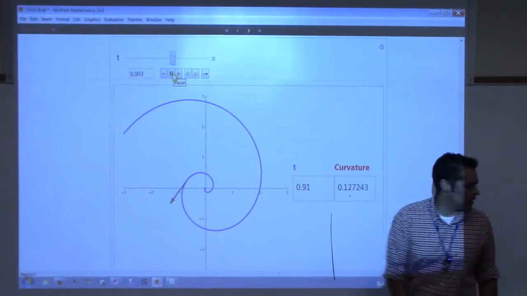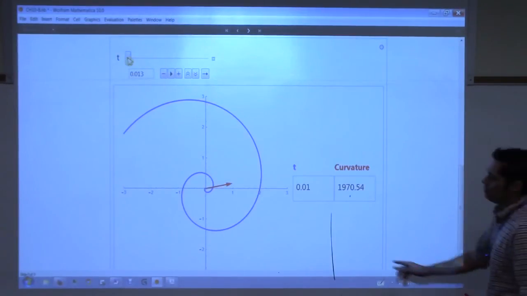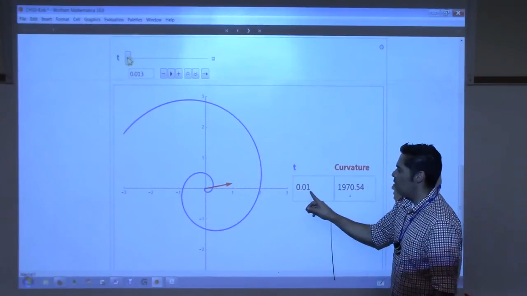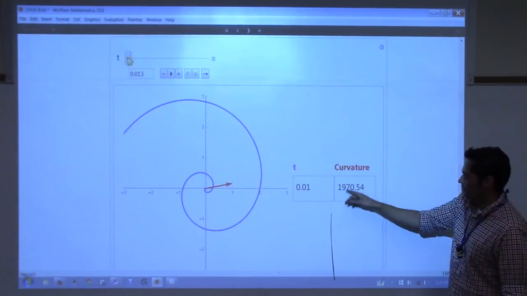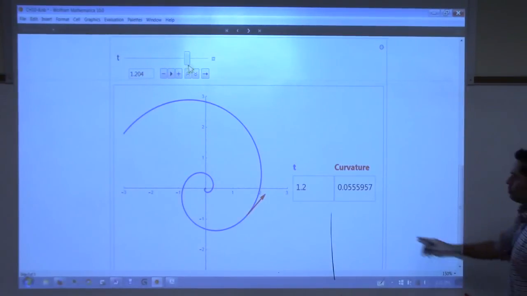So look in here. I think I can slow it down. Or I'll just pause it, move it back to the beginning in here. Right there at the very beginning, look at the curvature here at time 0.01. The curvature is what? Almost 2,000. But as I move out, notice that number's gotten smaller already. Now look at that, not much further away. At 0.12, the curvature is 23. And then as I move out further and further, at 1.2, the curvature is 0.05.